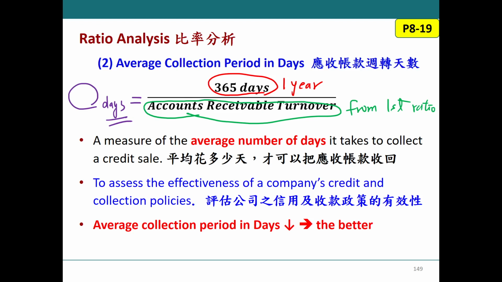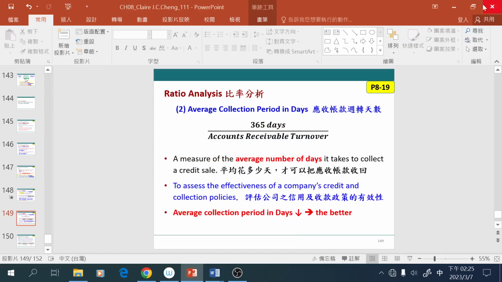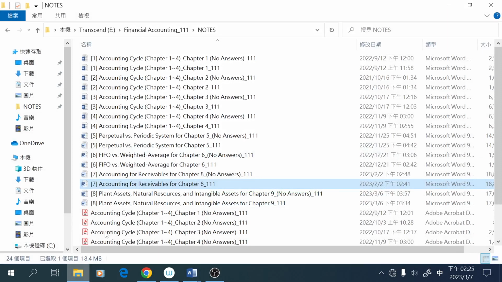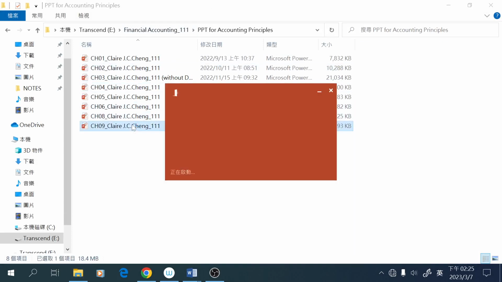We have the quiz after 2 weeks. Next week, Tia will help you solve the problems for chapter 9. After 2 weeks, we have the quiz for chapter 9. Then let's go to chapter 9.